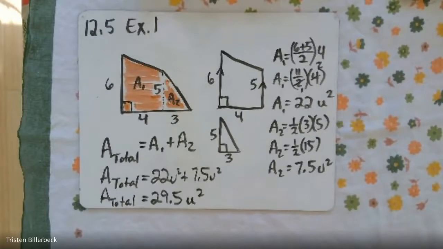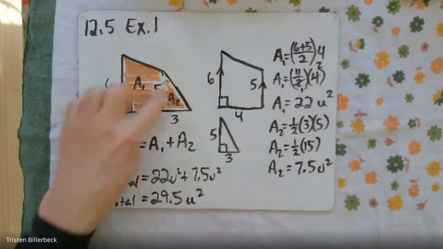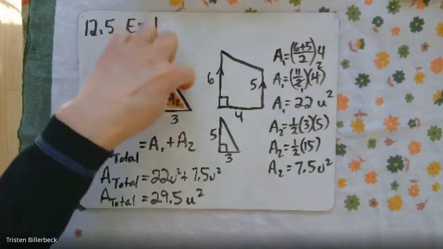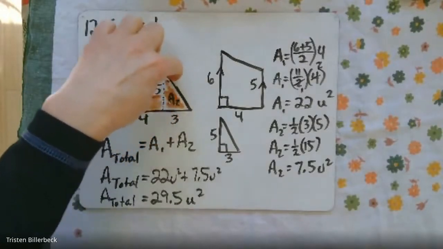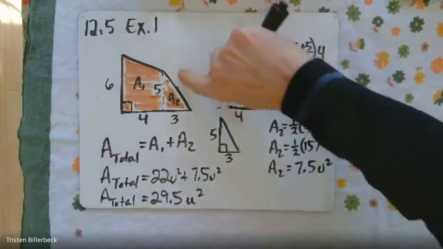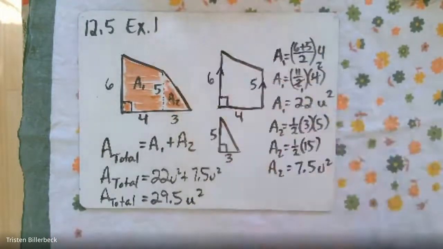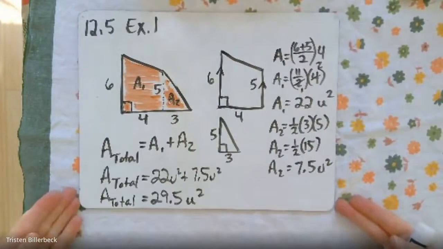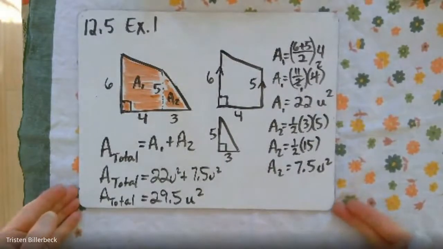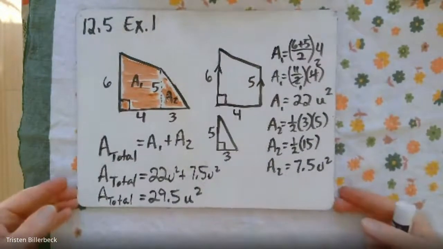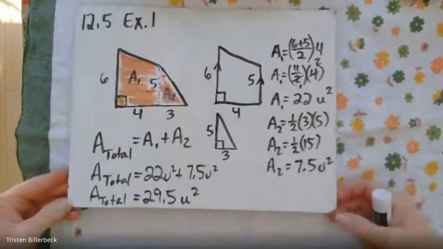If they asked for perimeter, this one would be a little tricky, because we'd have to use the Pythagorean theorem to find this edge right here. And we don't know this. So this would be a difficult one to find perimeter. I think they are only asking for area right now. Thank goodness, huh? All right, let's look at example 2.